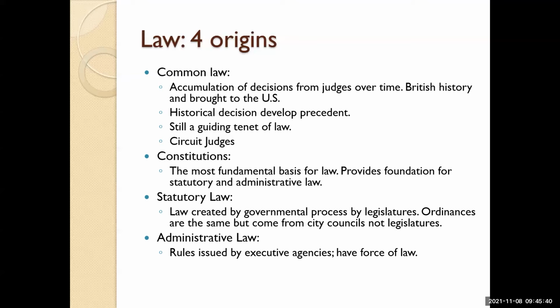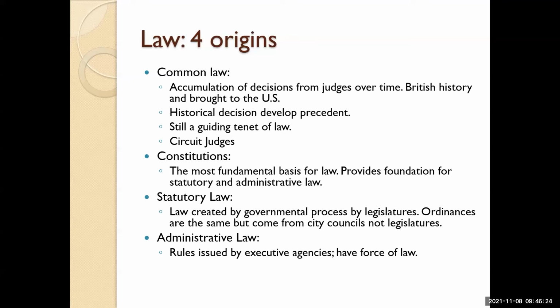So constitutional law provides us with the basis to make statutory law out of the legislatures. It also, to some extent, you can carry this on down to ordinances that come out of municipal governments and decisions that come out of county courts. And then the administrative law, which comes from the rules issued from an executive agency. So those are your four origins. Common law, which gives us this historical precedence. Constitutions, which lay out all of the rules of how things are going to work and who the players are and what their powers are.